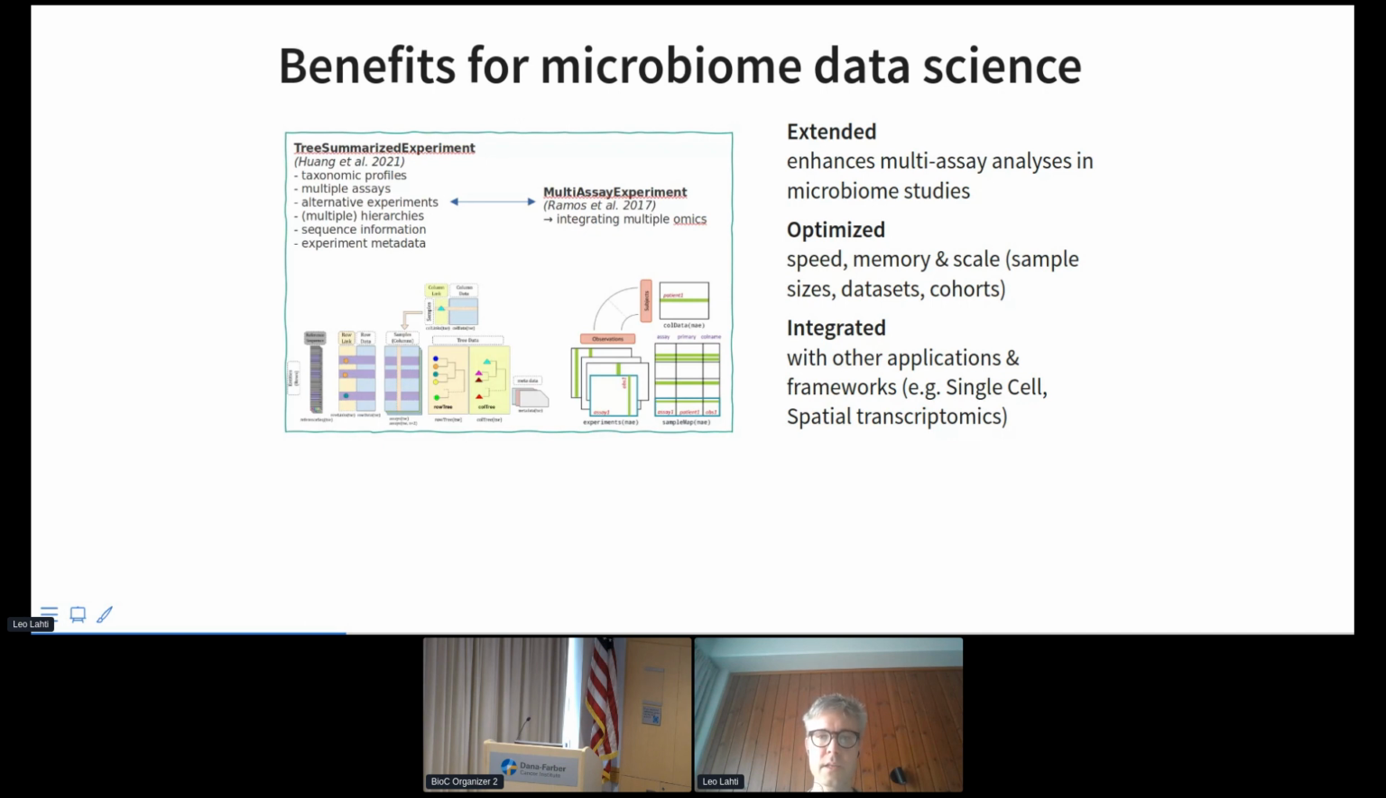And this is also integrated with other applications and frameworks. For instance, the single cell community and transcriptomics community are often using quite closely related data containers in Bioconductor, meaning that we can cross-utilize these tools across the different application areas very efficiently. And we are already taking a lot of that into account in order to not reinvent the wheel. This, of course, makes all the development work more efficient.